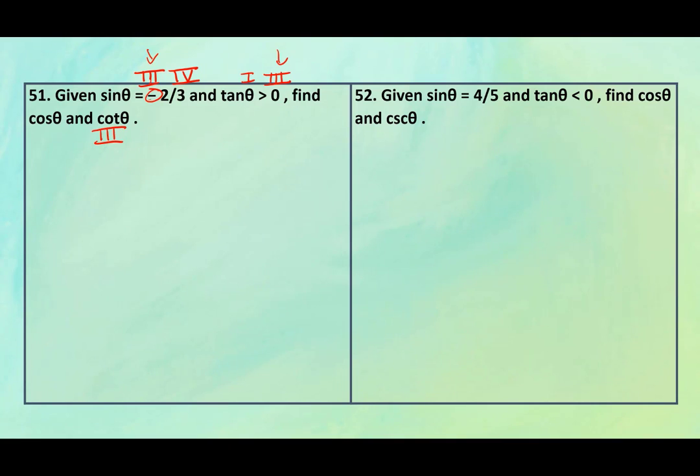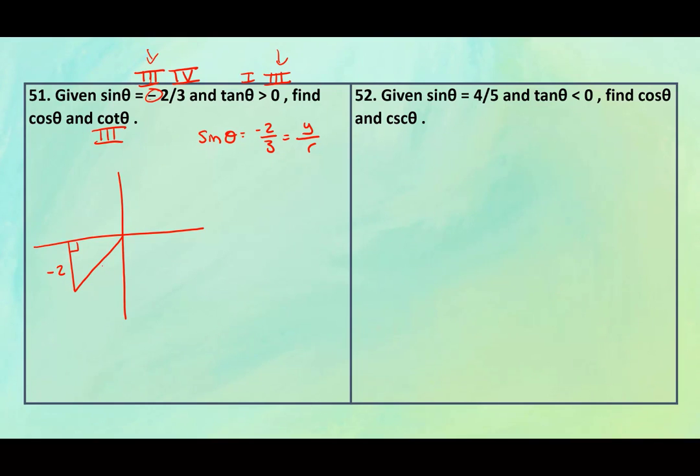So we also know that sine is equal to negative 2/3. So we know what our y and our r are. I like to sketch things out. I think it's a lot easier to find what you're looking for if you sketch it out. So we know that y is negative 2, and we know that r is 3.